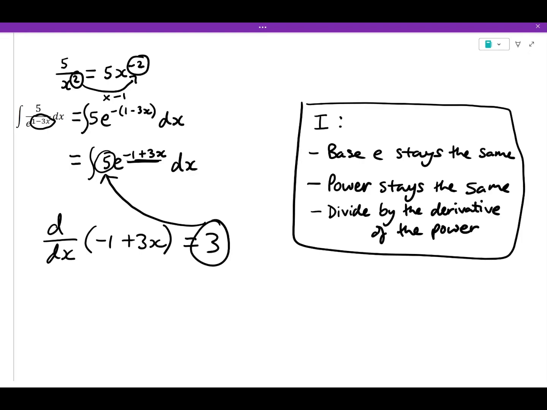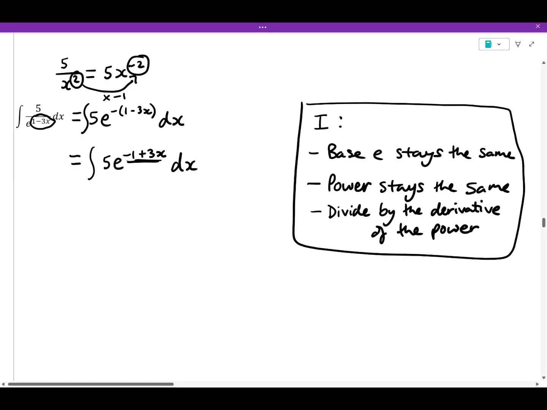Okay, they're numerical multiples of each other. You wouldn't have to multiply by something involving x. So we're good to use our reverse chain rule. So let's now try and carry out our steps of our reverse chain rule.